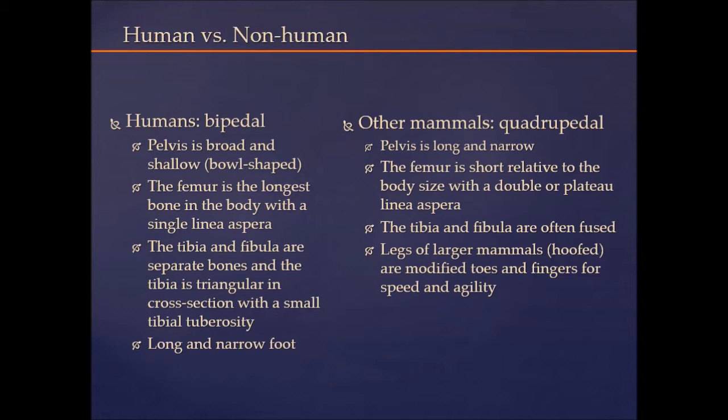The tibia and fibula, this is the lower leg bones in a human, are separate bones. The tibia is triangular in cross-section with a small tibial tuberosity. That is the bit that allows for the connection of the patellar tendon, which you've probably already guessed is where your kneecap is installed. The tibia and fibula on a quadruped are often fused, specifically in things like goats. They tend to have what's called a cannon bone, which is not a separated tibia and fibula. Legs of larger mammals that are often hoofed have modified toes and fingers for speed and agility. Therefore, they're elongated, and their humeri and femora are much shorter.